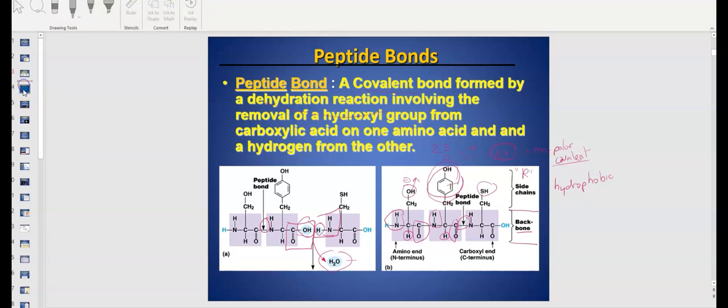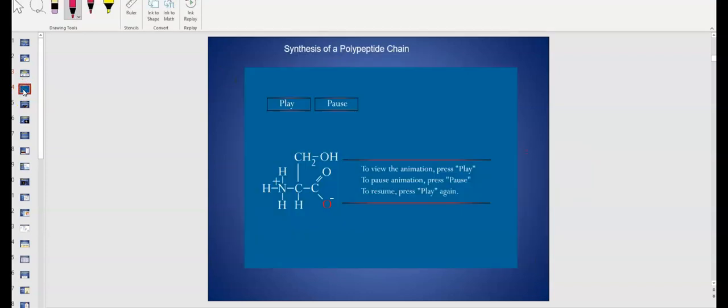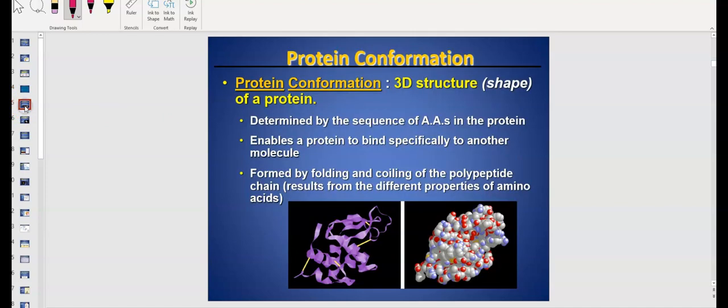Next slide. This is just an animation of synthesis, and I don't think it actually works anymore because Microsoft changed their macros because everything is infected with the virus now. So some hacker ruined it for everyone.